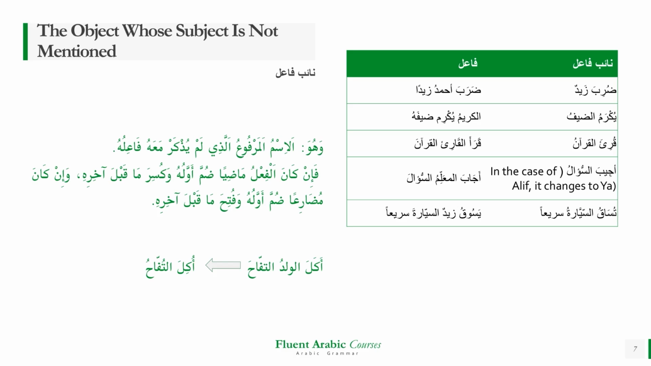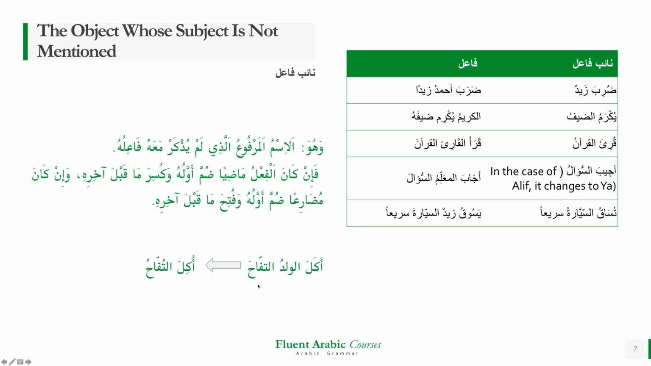Here we have a normal sentence. أكل الولد التفاحة. So we have the verb and then we have the fa'il, because this is the subject which comes after the verb. So as we just learned in the previous chapter, this is the fa'il and it is marfu'. And then we have tufah, which is the object. And the object we are going to learn under the mansubat, because it is always in the state of nasb. So this is a normal sentence which has the subject mentioned.